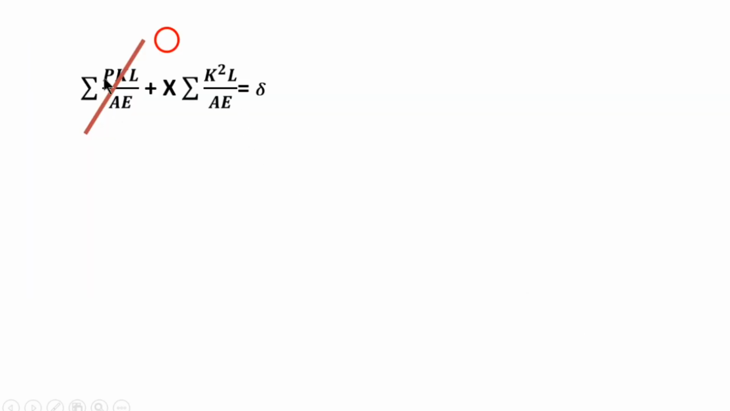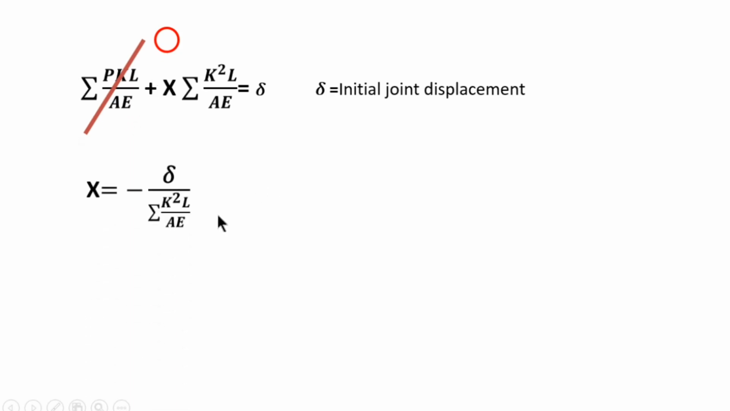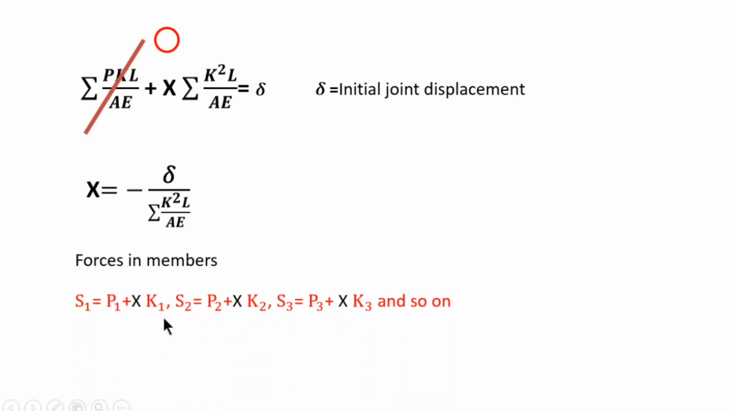Now this is our basic formula: sigma PKL by A plus X summation K square L by A is equal to delta. This delta is the initial joint displacement. If there is no settlement of support, then this delta is 0. But in our case, the delta has some value. But sigma PKL by A is 0 because there is no external loading. So X is equal to minus delta by summation K square L by A. Since X is the unknown force, we are treating it as a redundant. Once we get the value of X, the forces in the members are S1, S2, S3 and S4, where P1 is the force developed due to the applied load and K1 is the force developed due to the unit load.